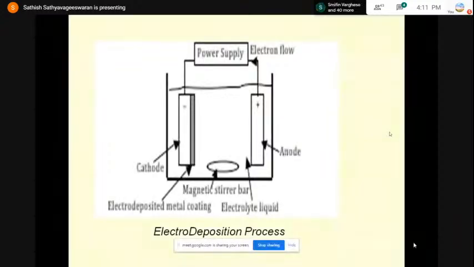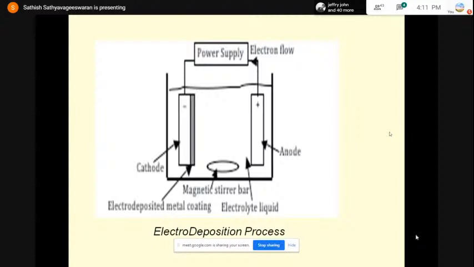Inside that you will have two electrodes. One is the cathode, which is connected to the negative terminal of the power supply, and the other one is the anode, which is connected to the positive terminal of the power supply. These two electrodes are immersed in an electrolytic solution. Now the principle is, you establish a potential difference between these two electrodes. Thereby the anode material will move towards the cathode, and you will get a very good coating.